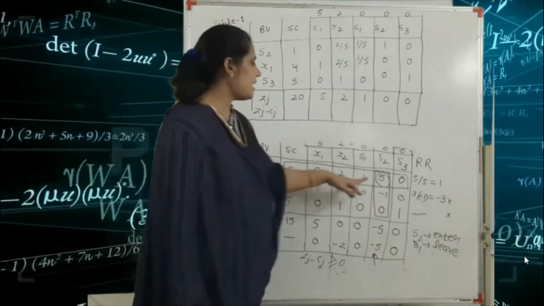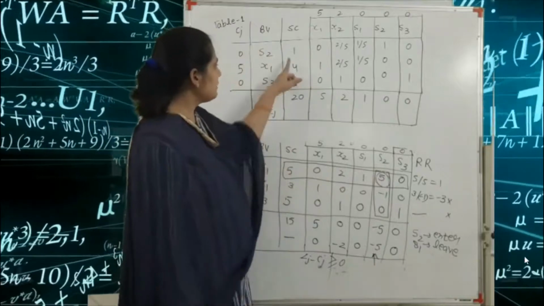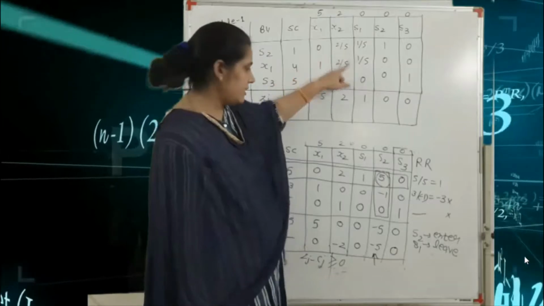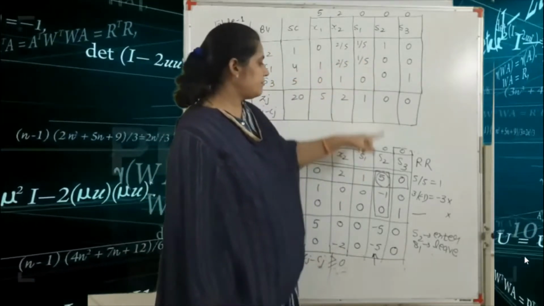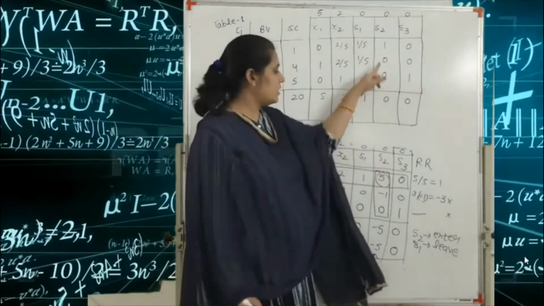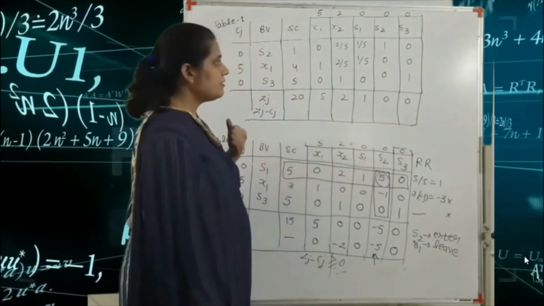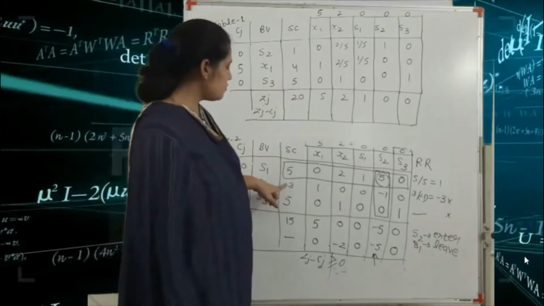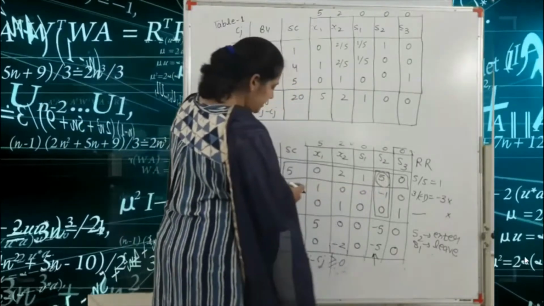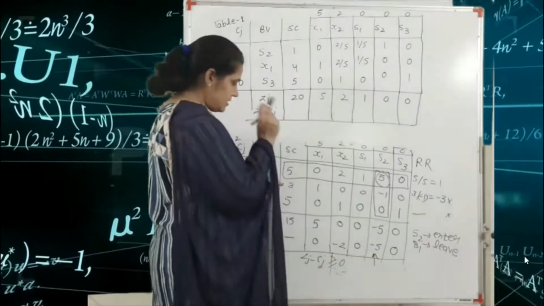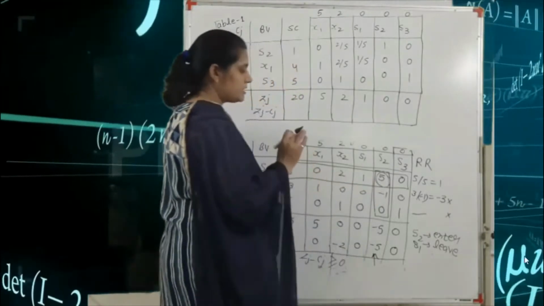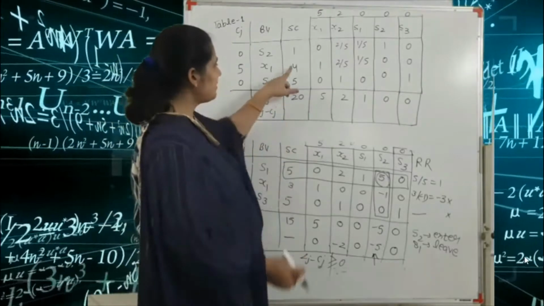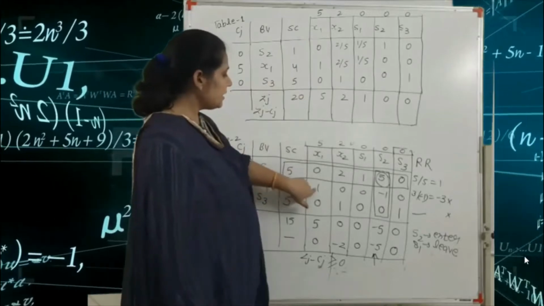So first you divide it by the 5. So 5 divided by 5 is 1, 0 by 5 is 0, 2 by 5 is 2 by 5, 1 divided by 5 is 1 by 5, 5 divided by 5 is 1 and 0 divided by 5 is 0. Okay, so here we find these two places' values. So 5 into 3, 15, minus 5 into minus 1, that is minus minus plus. So 15 plus 5, that is 20 divided by 5, that means 4.